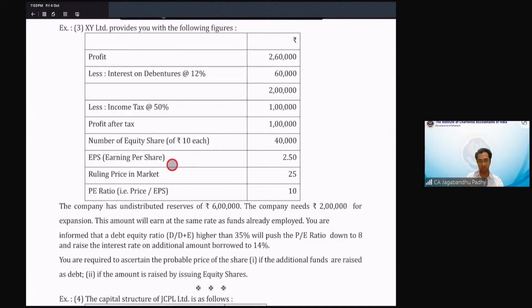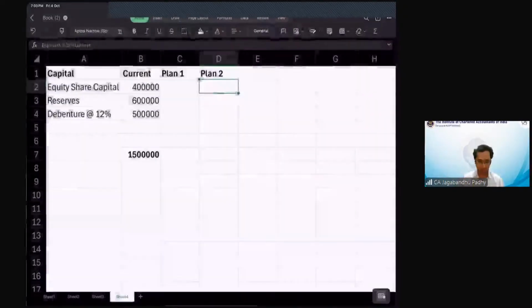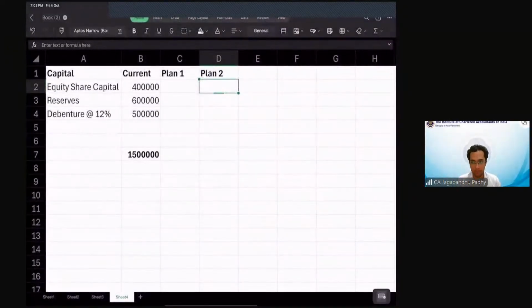Price at which you will be issuing equity shares. See, current market price is 25. So will you issue equity shares at a price less than 25 or at 25? Of course, at 25. Correct? So we'll be issuing the equity shares at a price of 25 itself. So equity share capital, we'll be issuing it at a price of 25.